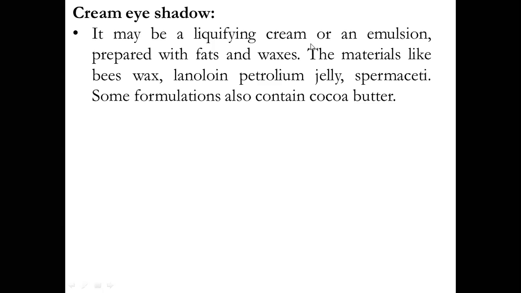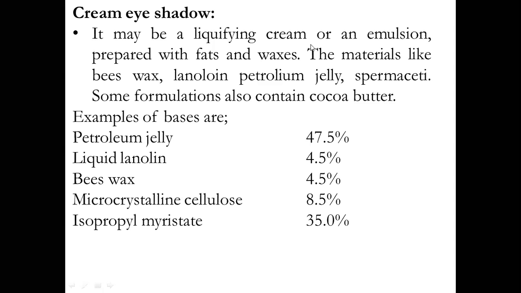Materials like beeswax, lanolin, petroleum jelly, and spermaceti are some waxy ingredients, fats and waxes, that are going to be used for this cream type of eyeshadow. Some formulations also contain cocoa butter as a base material. Here are some examples of the bases: petroleum jelly, liquid lanolin, beeswax, microcrystalline cellulose, isopropyl myristate.